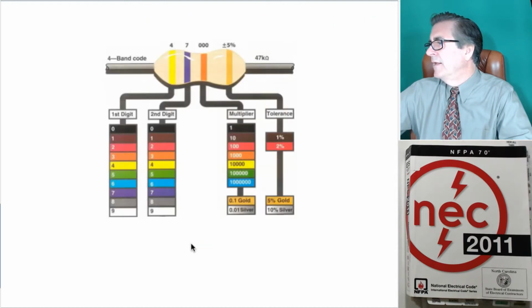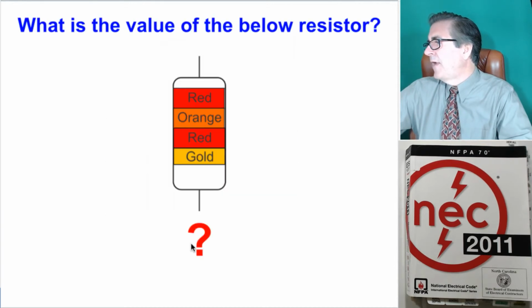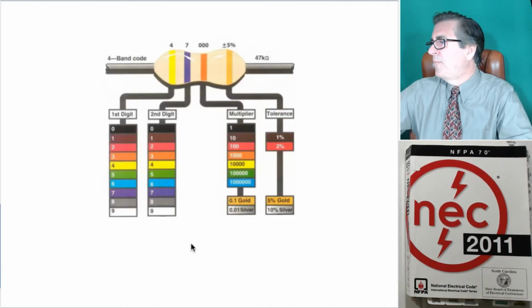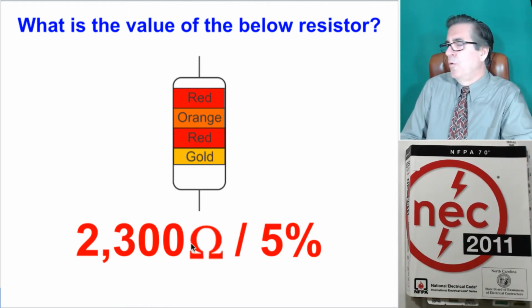And then the multiplier is going to be red. Let's go back and find red on the third digit there, and that would be 100, right? And then gold, of course, is the tolerance band, and in this case, gold is 5%. So there's the answer: 2,300 ohms at a 5% tolerance. That's how you would say that. If you wanted to, you could also say that as 2.3K. Just move the decimal point over to the left 3 spaces, and you can call it 2.3K or 2,300 ohms.